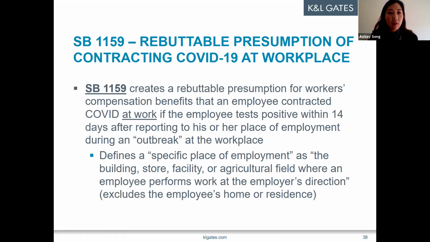And an outbreak is actually defined in 3 ways under this act. If the employer has 100 employees or fewer and 4 employees test positive for COVID-19, or if the employer has more than 100 employees, then if 4% of the employees test positive. And the third definition is if a specific place is ordered to close by a local or state health department due to a risk of infection in COVID. So those are the 3 definitions of outbreak under this specific act. And this presumption will exist from July 6, 2020, all the way to January 1st, 2023.